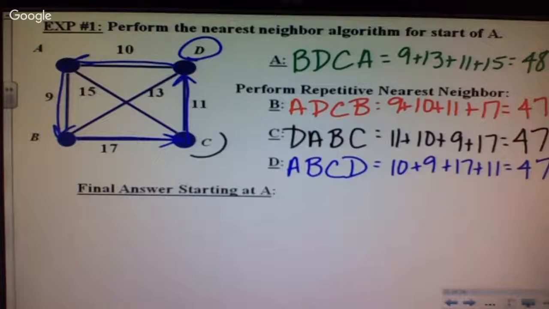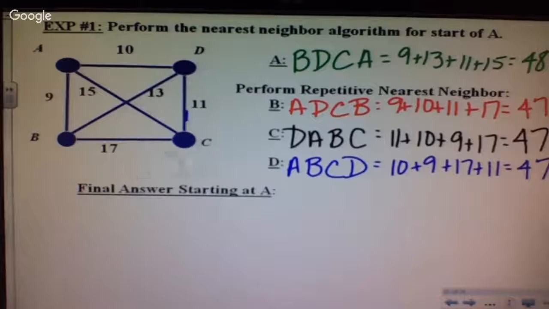So, Jonathan has just realized that every last one of the three that we just did, starting at B, C, and D, all came out to be 47. So it's BC. Any one of these could be your answer. Any one of these would work.